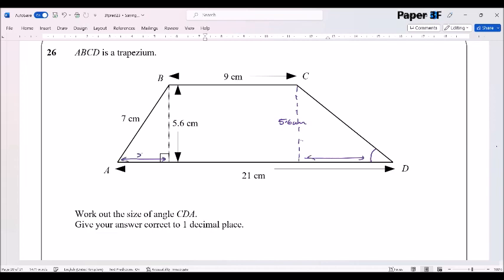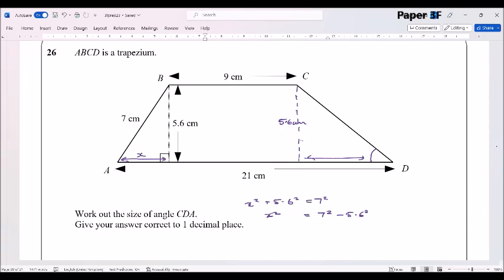So if I call that there x, we can say x squared plus 5.6 squared is equal to 7 squared. So x squared is equal to 7 squared minus 5.6 squared, just subtracting 5.6 squared from both sides. And type that into the calculator. So we've got 7 squared minus 5.6 squared, like that. Gives me an answer of 441 over 25.